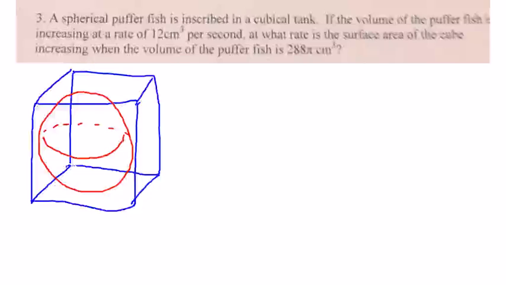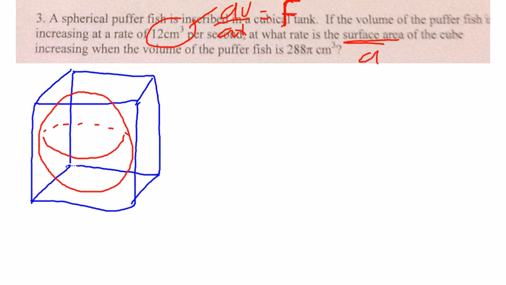They say stuff about the volume changing for the fish. So maybe I'll write that right here. So this is dV/dt for the fish, F. And then they want to know what is the surface area. So dSA/dt for the cube equals what? And then they also give me this piece right here, which we'll talk a little bit later about how we're going to use it.